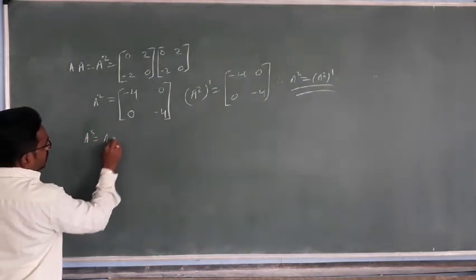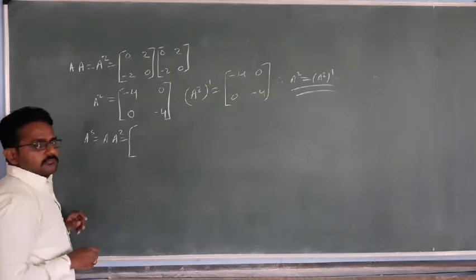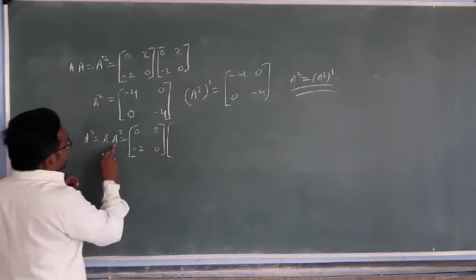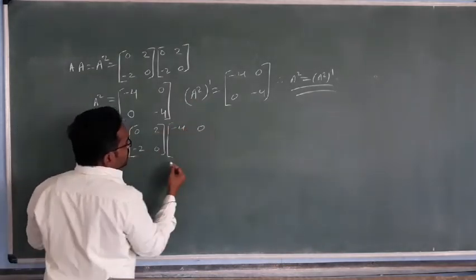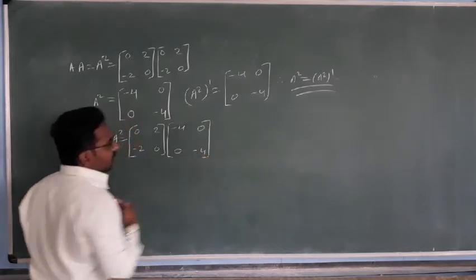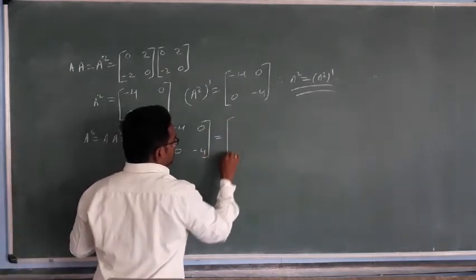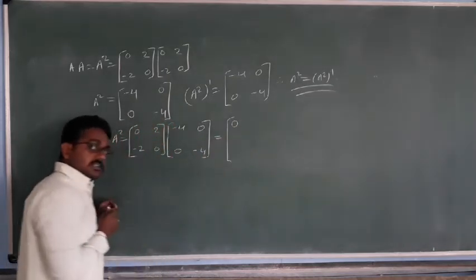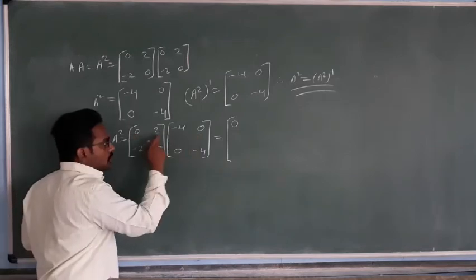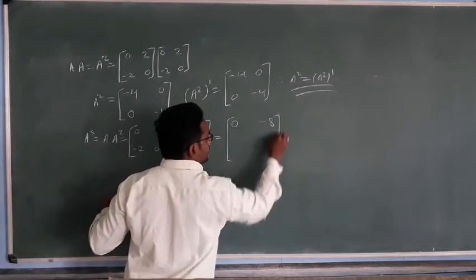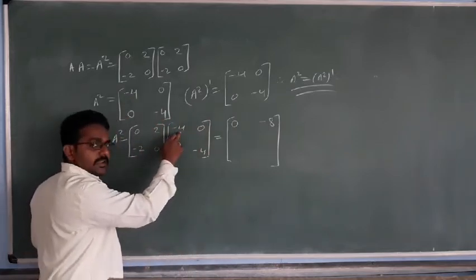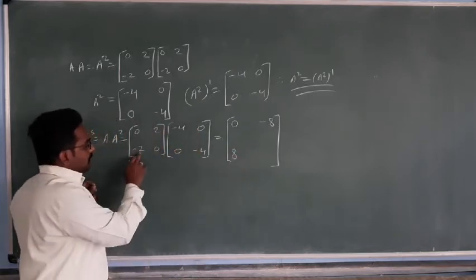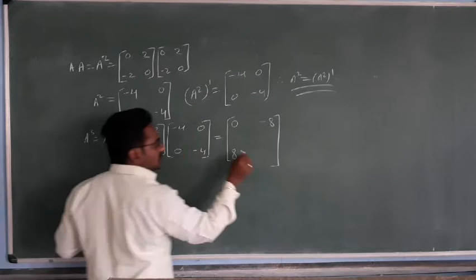So A cube equals A into A square. What is A here? 0, 2, minus 2, 0. And A square is already obtained: 0, minus 4, 0, 0, minus 4. So see the product here, students. 0 into minus 4 is 0, 2 into 0 is 0, 0 plus 0 is 0. 0 into 0 is 0, 2 into minus 4 is minus 8. Next, minus 2 into minus 4 is plus 8, 0 into 0 is 0, 8 plus 0 is 8. Minus 2 into 0 is 0, 0 into minus 4 is 0. So, 0, 0.